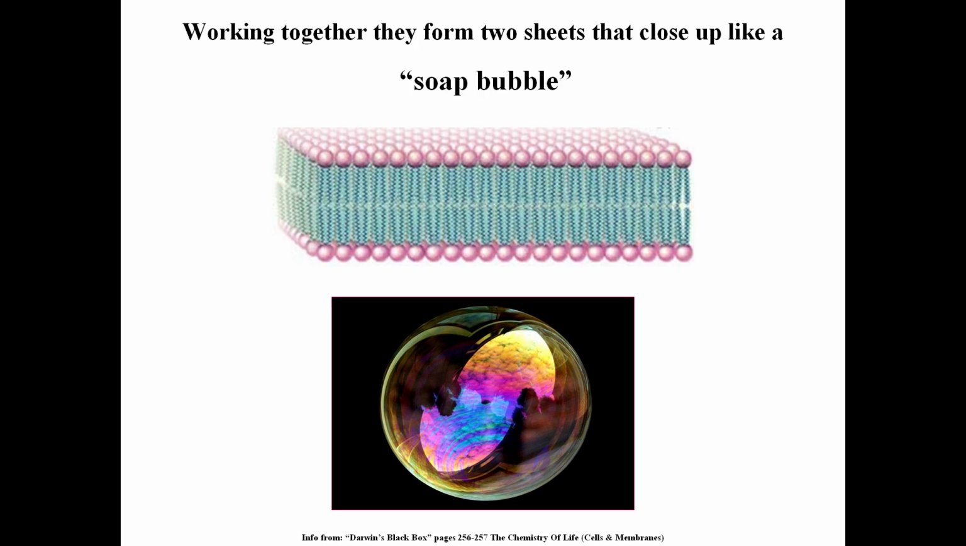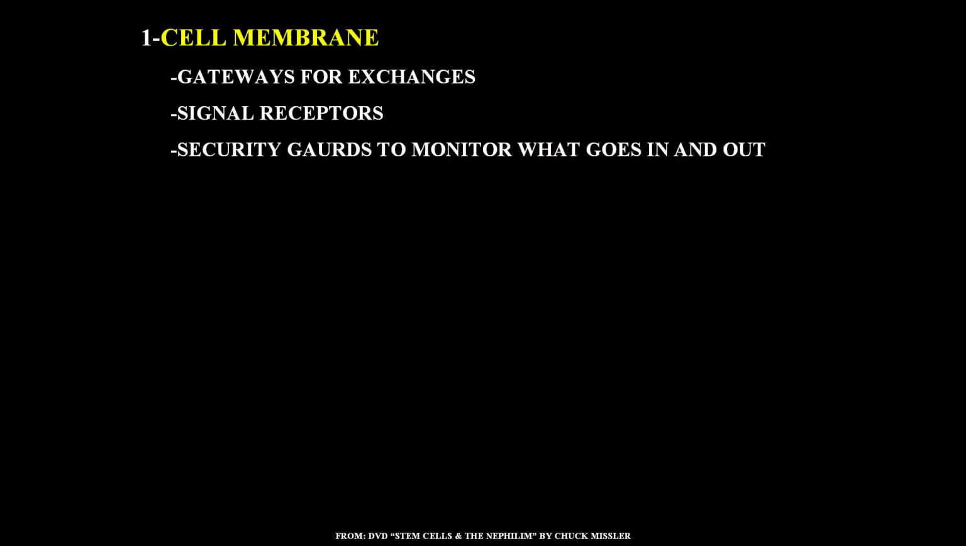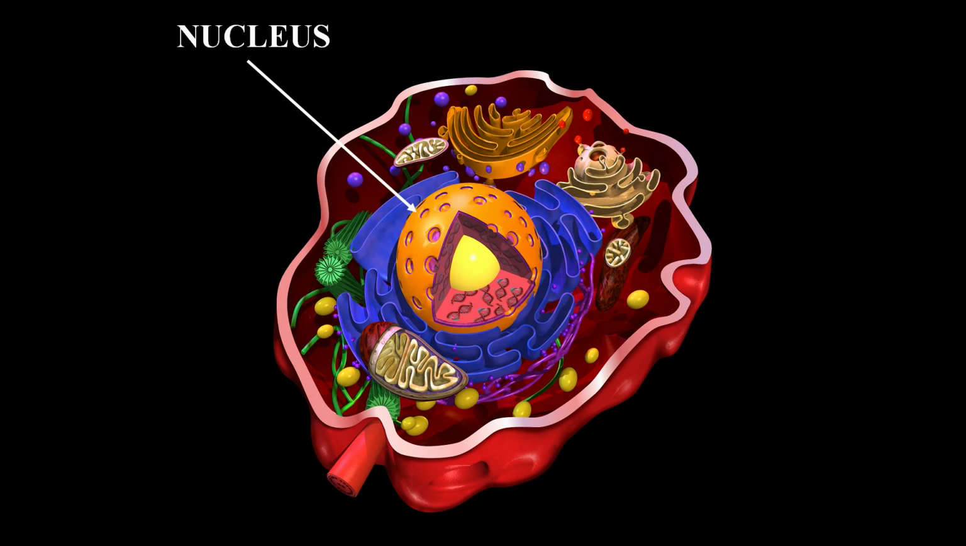Working together, they form two sheets that close up like a soap bubble. That's about what it's like, a soap bubble. Now, the cell membrane is gateways for exchanges, signal receptors, security guards to monitor what goes in and out. So that's that.